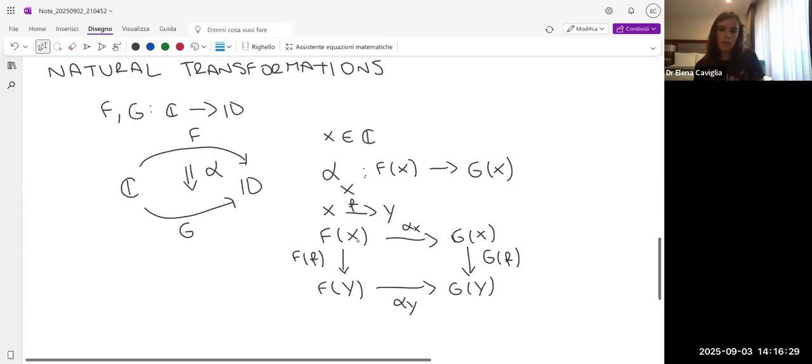This means that the composite of alpha X and G of f is the same as the composite of F of f and alpha Y. So this is the condition that needs to be satisfied for every morphism in the category C. We call it the naturality condition.